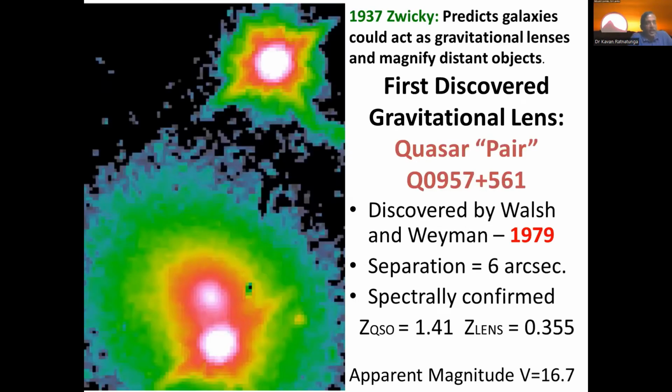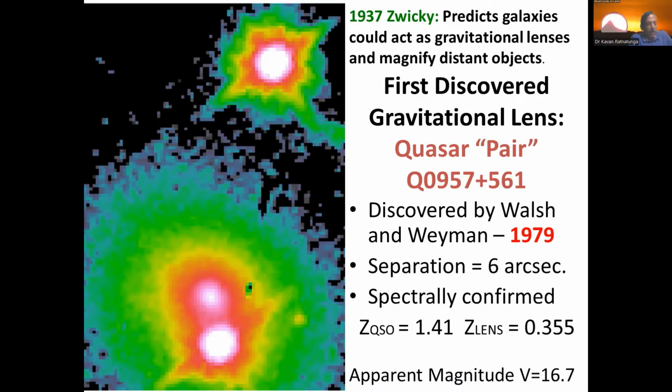Then came Zwicky in the 1930s, late 30s, and he predicted that galaxies also could act as gravitational lenses. Unfortunately, we didn't have the technology to do those observations in the 1930s. And it was 40 years later, in 1979, that the first gravitational lens was discovered. It was two quasars which have the same spectrum and were confirmed to be actually the same object, lensed and made into two.